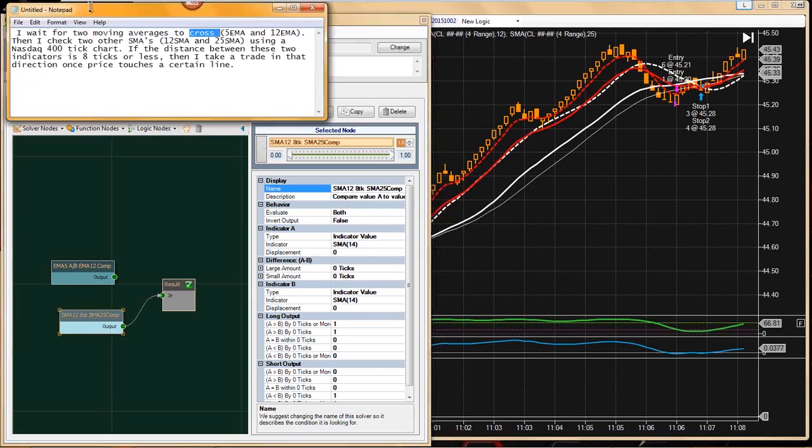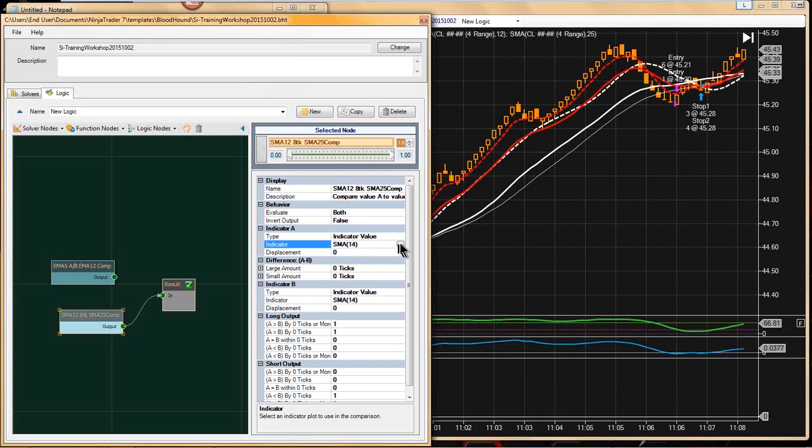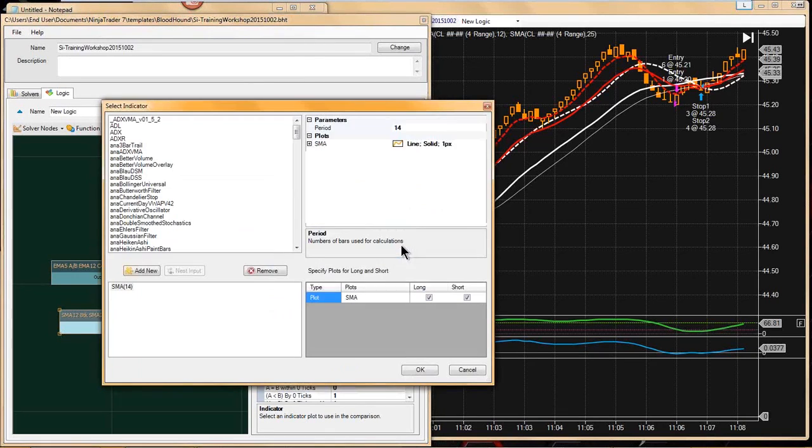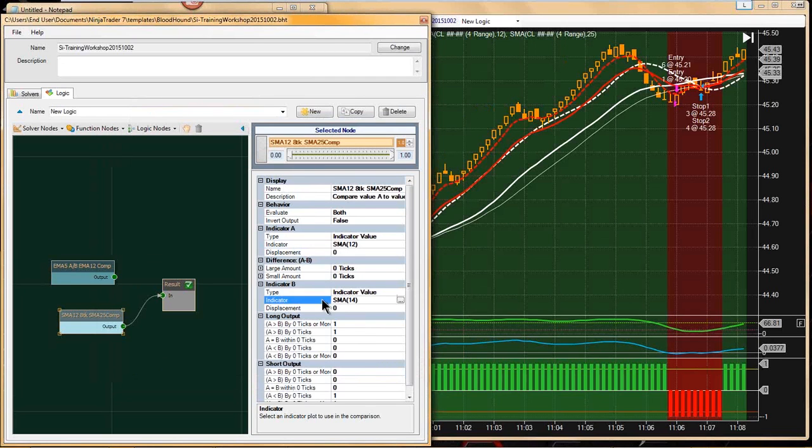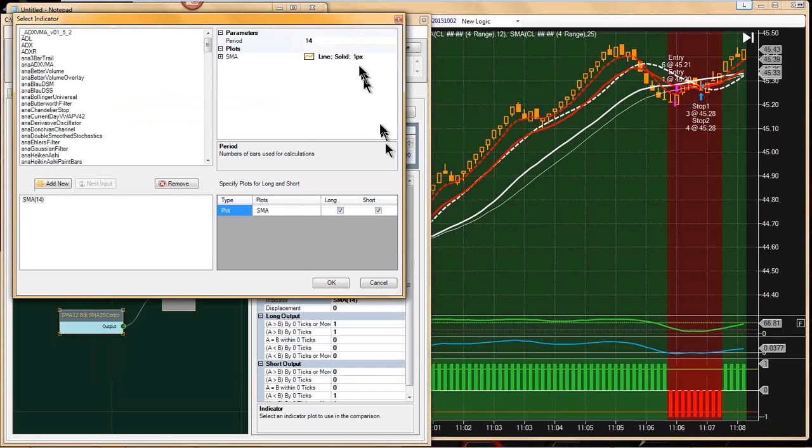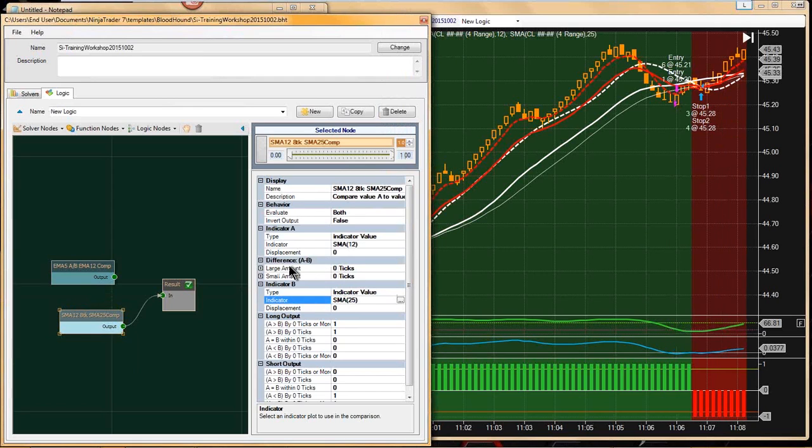Let me just double check here. Yeah, SMA 12 to the SMA 25. Okay, so let me set up my SMAs properly. I'm going to change the periods to 12 and change this one down here to 25. I'm looking for an 8-tick distance, so I'm going to set my large amount and small amount to 8 ticks.